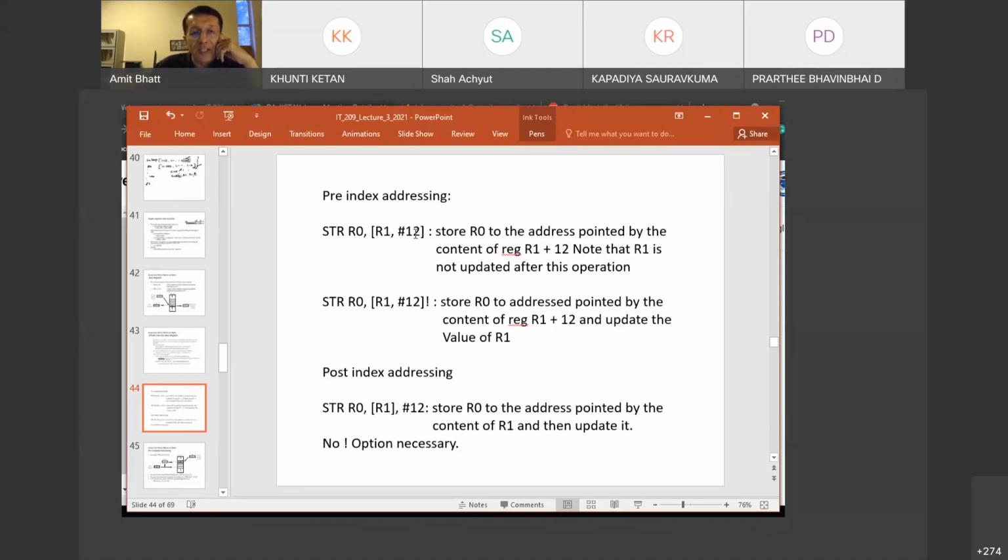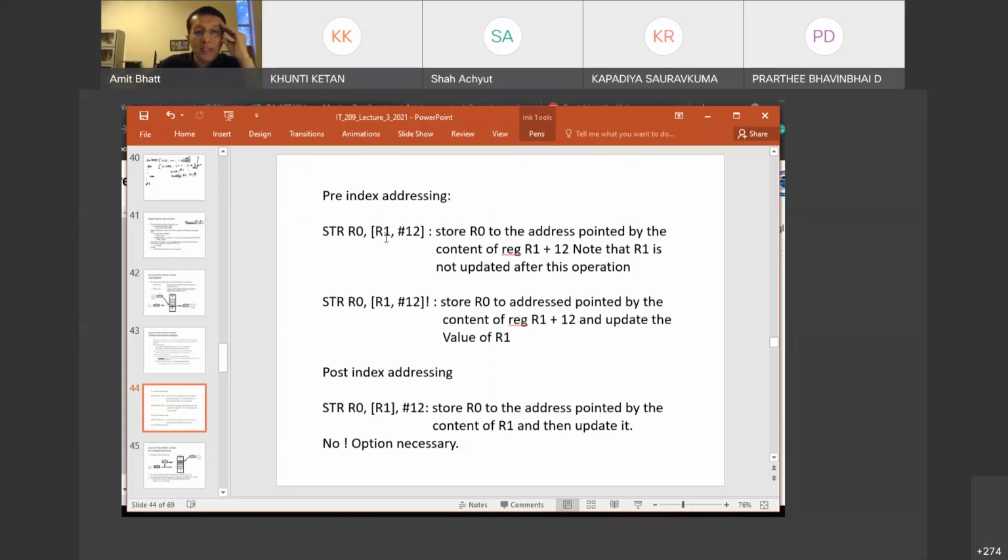In a 5-stage machine, you will realize that the memory access stage, the stage where load and store can access memory, comes after the ALU stage. So in the ALU stage, this address calculation will be done. So you have to find out the effective address. Where do I have to store the value of R0? The content of register R0 is to be stored into a memory whose effective address would be given by the content of register R1 plus 12, and that would give you the address where you are supposed to store the content of R0.